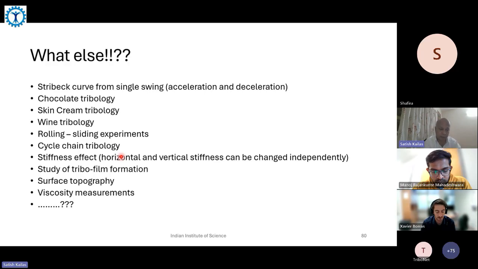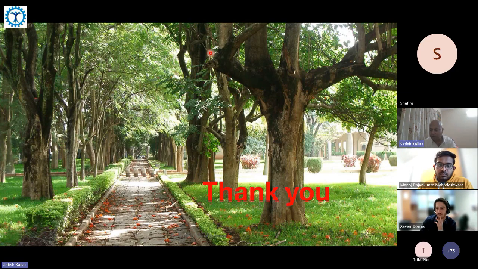Study of tribofilm formation is also pretty easy in this. Study of the effect of surface topography on friction is also possible in this, and several others. We were also thinking, can we use it for viscosity measurements at low velocities? So with this, thank you very much for your attention. I hope I have completed the talk on time.